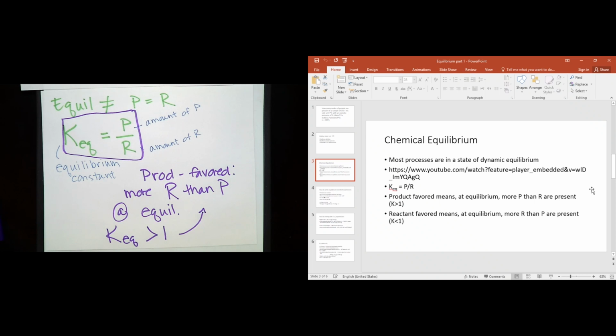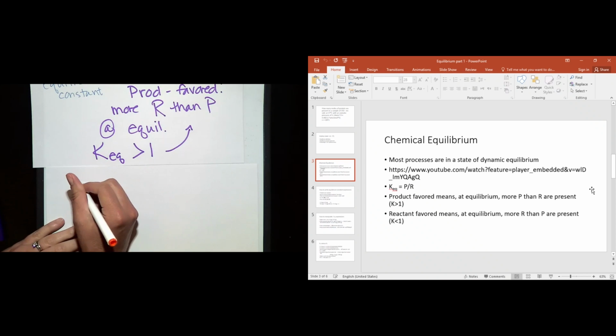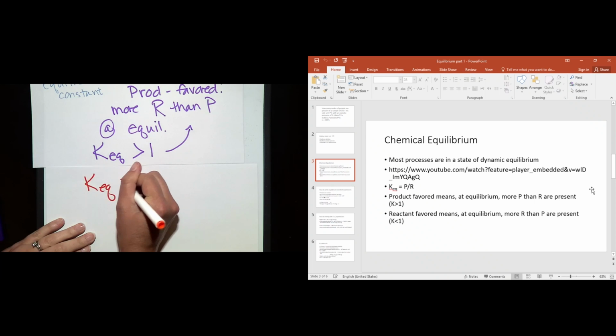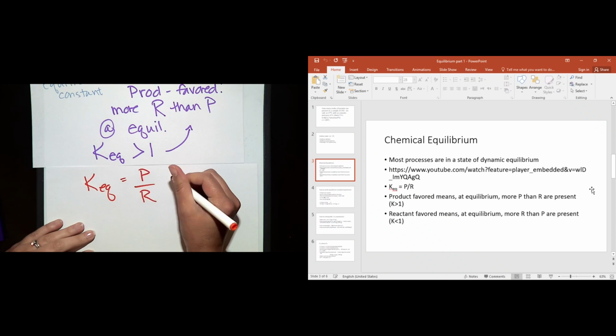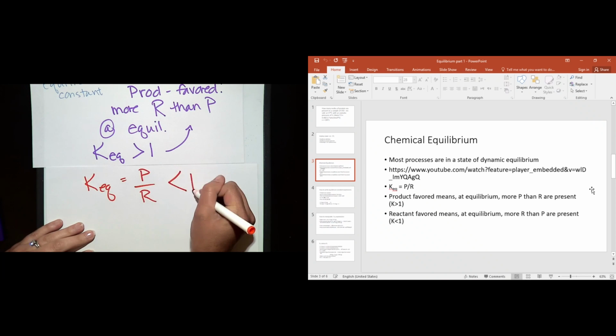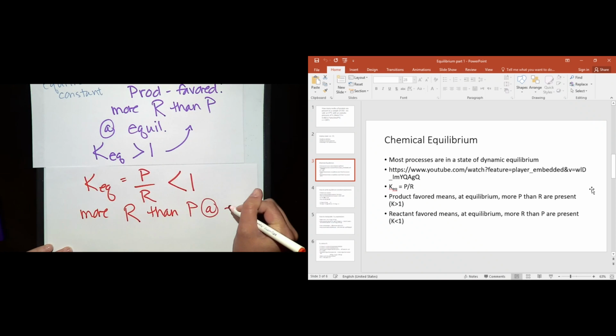We also have reactions that are unfavorable. They take a lot of energy to go from one end to the other. So again, I'm going to rewrite this relationship of the equilibrium constant as a ratio. Product is on top, reactants are on the bottom. If this is a small number, less than 1, that means the denominator is larger than the numerator. So that means you have more reactant, capital R, than product, capital P, at equilibrium.